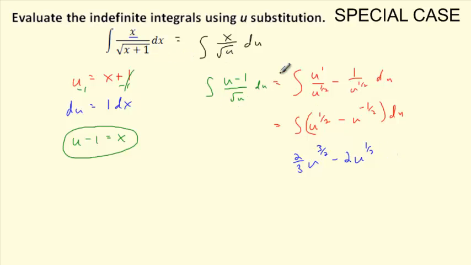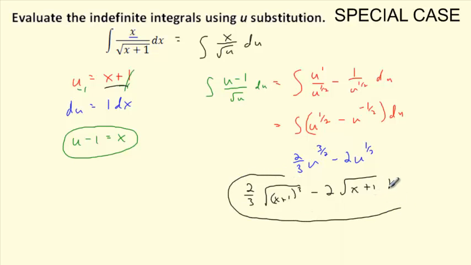This is an indefinite integral. I didn't have to do anything. I can sub the u back in. U is really x plus 1. So if I had to write this out, it would be 2/3 times the square root of x plus 1 cubed minus 2 times the square root of x plus 1. Very, very nice. Oh, plus c. Don't forget about plus c, plus some constant in there.